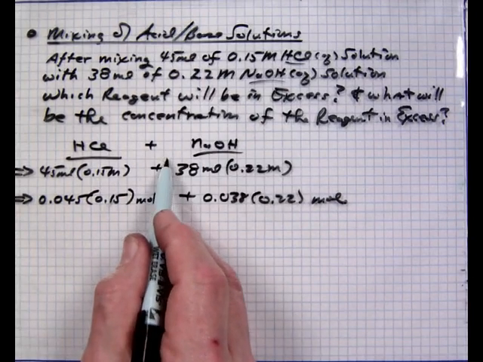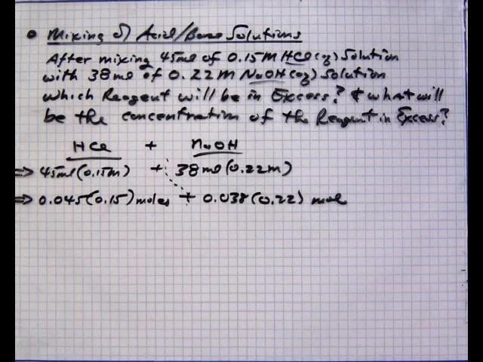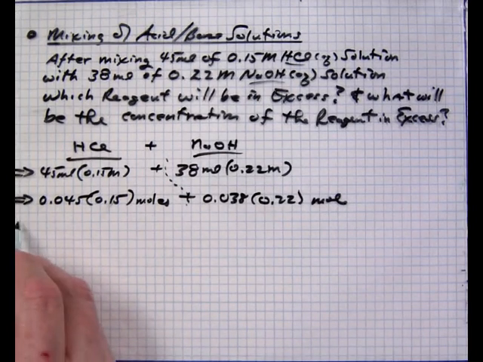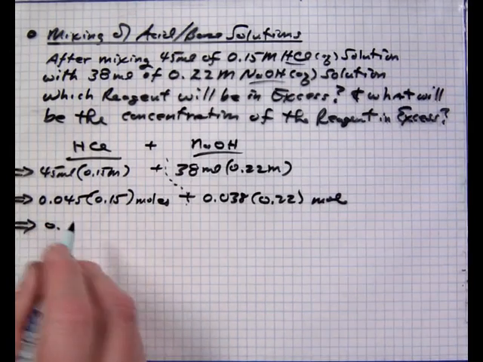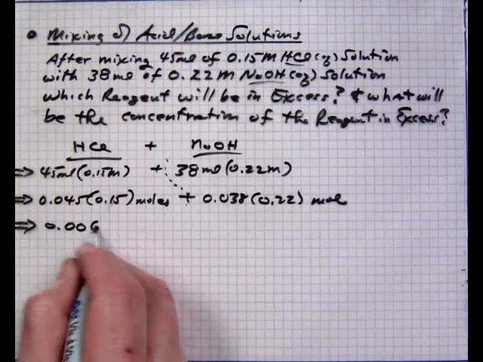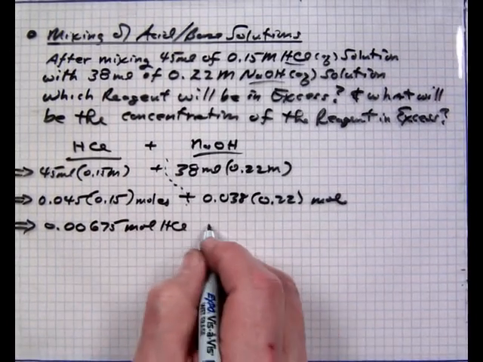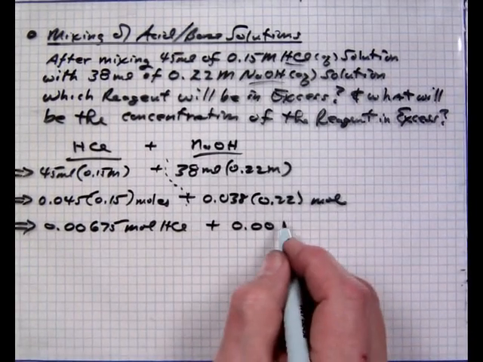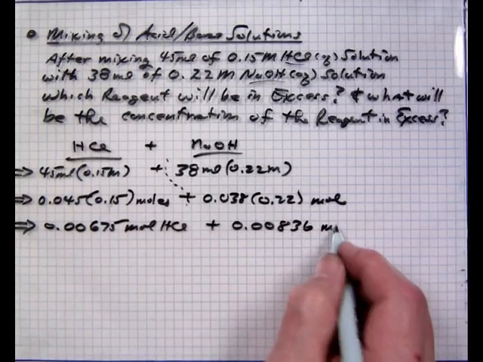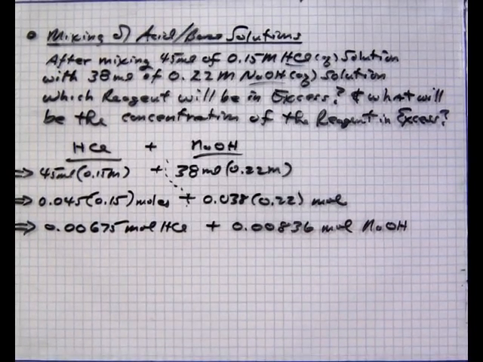So I'm trying to keep up with my data here, kind of moving. That's why I say spread it out some. So multiplying those numbers, we come up with 0.00675 mole of HCl being added to 0.00836 mole of the sodium hydroxide, like that.